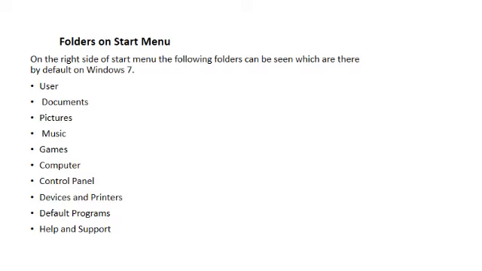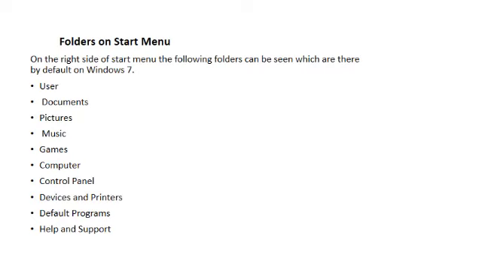Third is Pictures. It's a folder where all the pictures downloaded or copied get stored by default. Next is Music. All the audio files get stored in this folder by default. Games. It contains all the games provided for free with Windows 7. Computer. It displays all the drives, devices and removable storage devices attached to the computer.